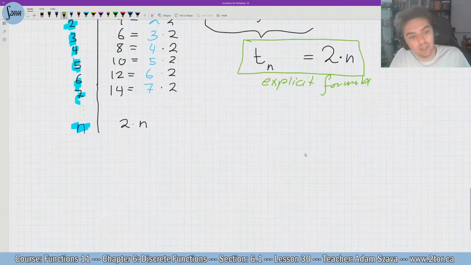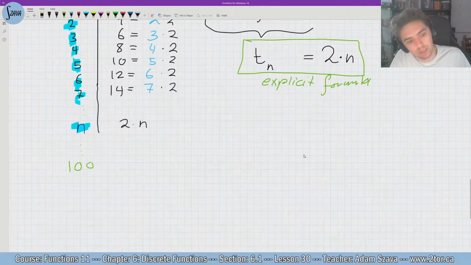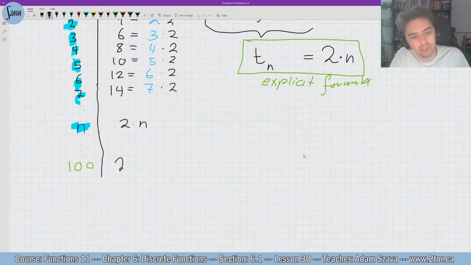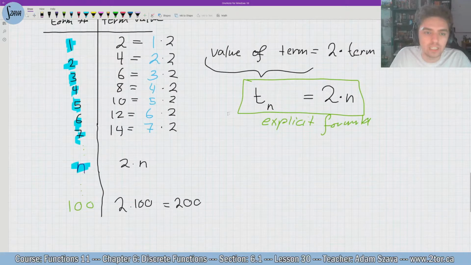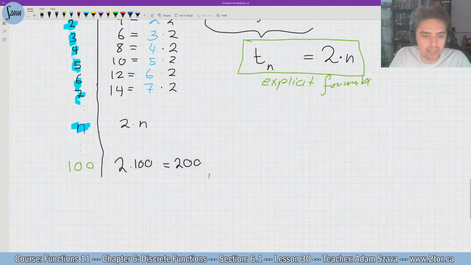So now I can finally tell you, okay, what's term 100? Oh, term 100, easy. I know what the nth term is now. So term 100 is just going to be 2 times 100, just 200. I didn't have to figure out term 99 or term 98 or all the way back to term 7. With an explicit formula, I can figure out what term n is just by knowing the term number.